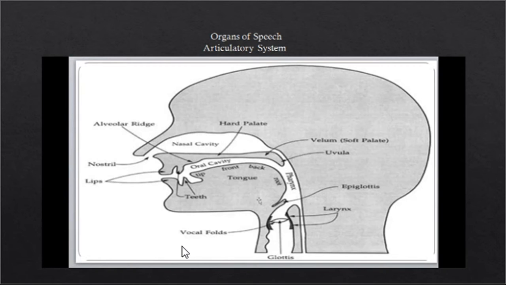Before that, you have to learn the organs of speech. Suppose, imagine your mouth. What is the organ which helps in the production of sound? There are organs of speech. And what is the main organ? You have to learn the organs of speech.